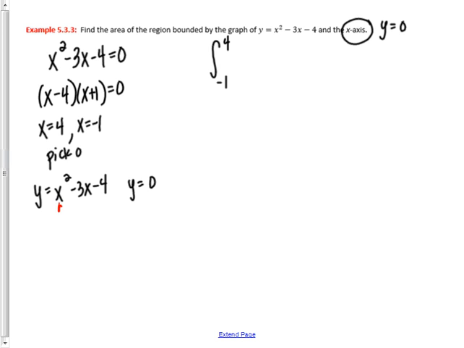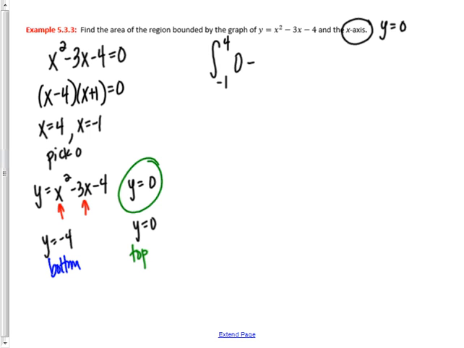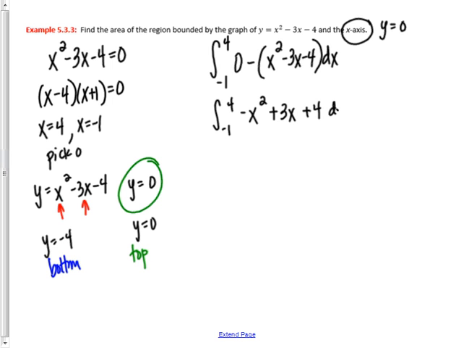So if I plug in 0 here and here, this graph comes out to a -4, and this one's 0. So the biggest one is the one that's on top, so that tells me the x-axis is on top. And then this one has to be the bottom graph. So it's top graph minus the bottom graph. So this one, it's real important to see that we have to distribute that negative. So I need to integrate a -x squared, a positive 3x, and a positive 4. Okay.